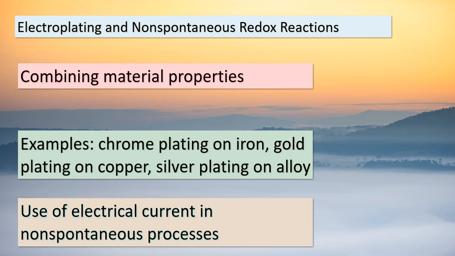Another fascinating instance is gold plating onto copper, commonly employed in connectors for the electronics industry. Additionally, the combination of silver plating onto a copper-nickel-zinc alloy serves decorative purposes, enhancing the appearance. But how do these transformations occur? Well, they involve a process driven by electrical current, where non-spontaneous reactions take place. These reactions may not occur naturally but can be induced using electrical energy.